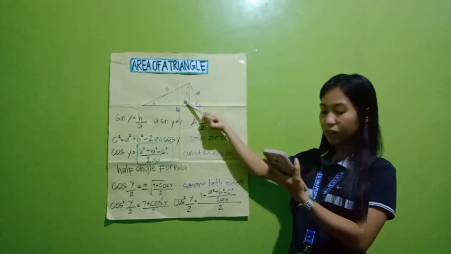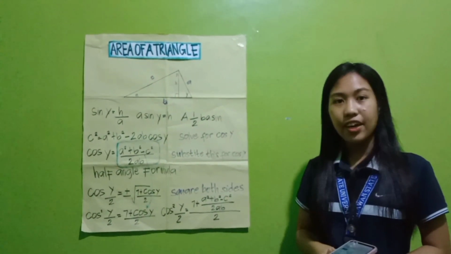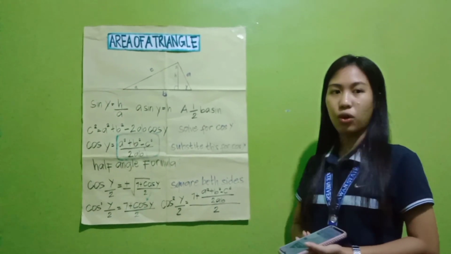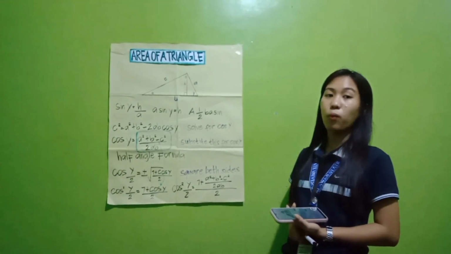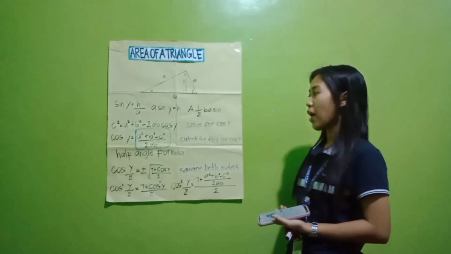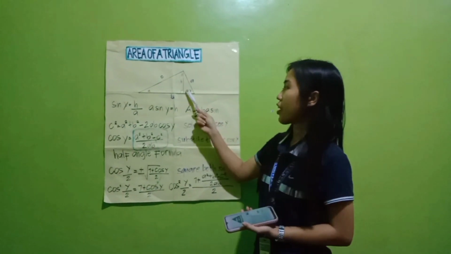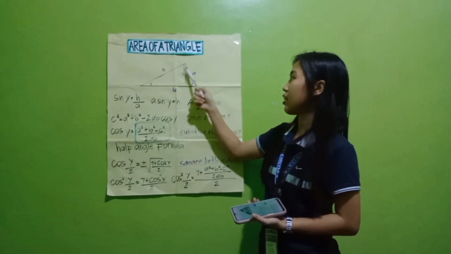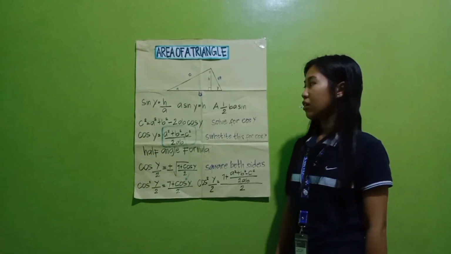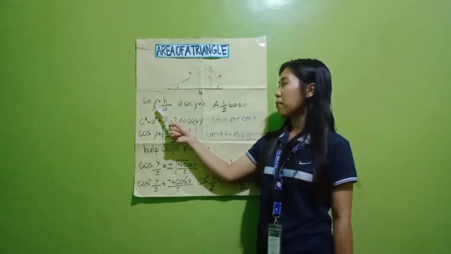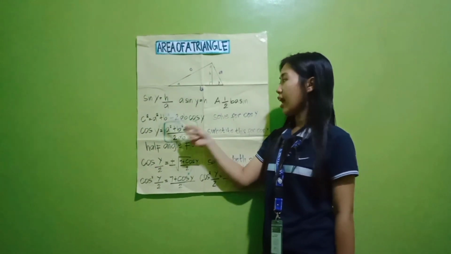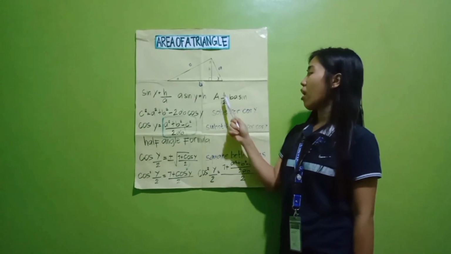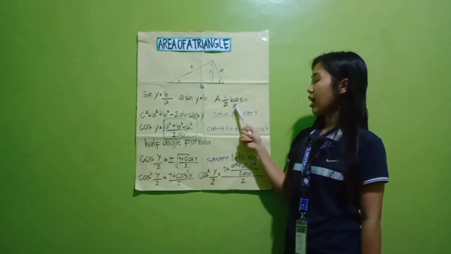We can use either of the right triangles formed and write a trig function. We will use the one on the right. So this is our a, b, and c, and this is the height. Sine gamma is equal to h over a, so a sine gamma is equal to h. The area is 1/2 b times a sine gamma.